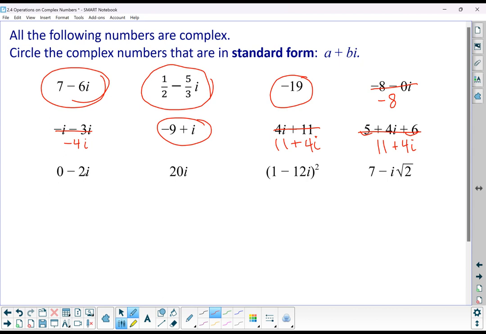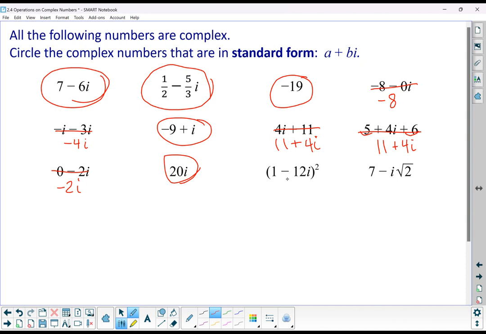All right, 0 minus 2i, well, if we're going to have it in simplest form, we don't need that 0 there, so this would be just negative 2i. 20i, yep, that is in standard form. The real part is 0, but if we have a 0 as our real part, we don't need to write it, so 20i is the simplest form. 1 minus 12i, and that number is squared.